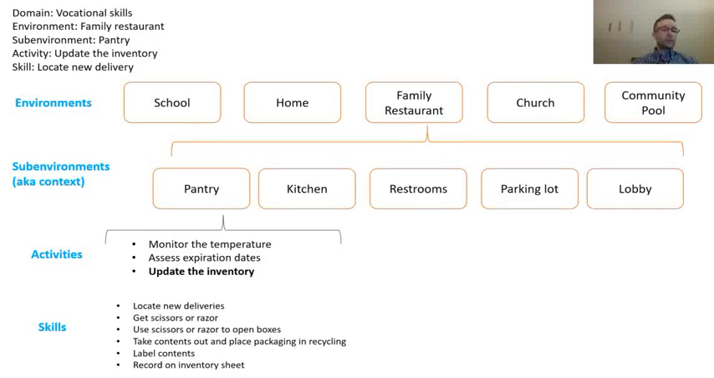Now, some skills that would be required specifically to update the inventory, one of those activities, may include locating new deliveries, getting scissors or a razor, using the scissors or razor to open boxes, taking contents out and placing packaging in recycling, then labeling the contents and making a record on the inventory sheet. If they do all that, they've updated the inventory. Right? Okay, so that's a quick example there.